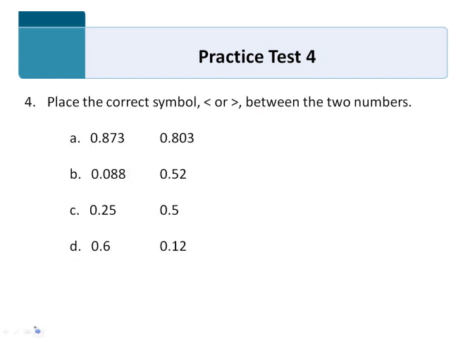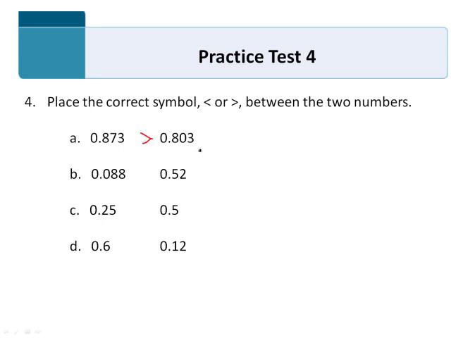Number 4, we want to place the correct symbol, less than or greater than, between the two numbers. So remember, this is where if you don't have the same number of digits behind the decimal point, you add zeros until they do, and then you compare the numbers as if they were whole numbers. So A, we have 0.873 and 0.803. They have the same number of digits. So ignore the decimals. 873 would be greater than 803.